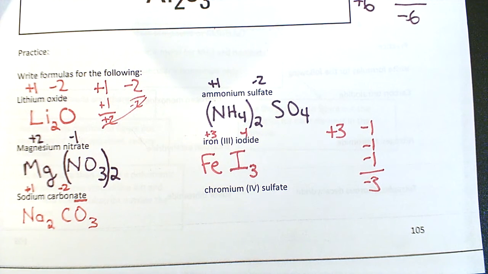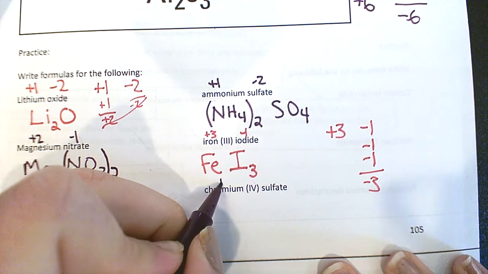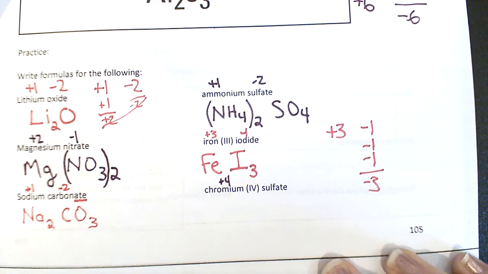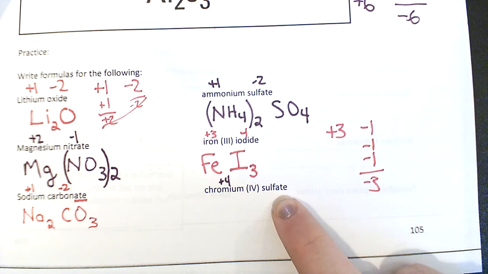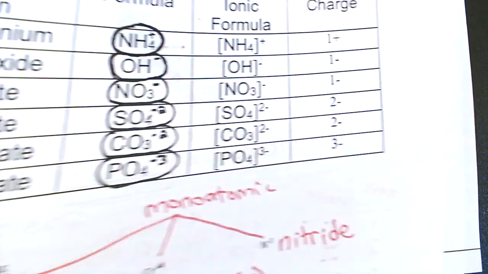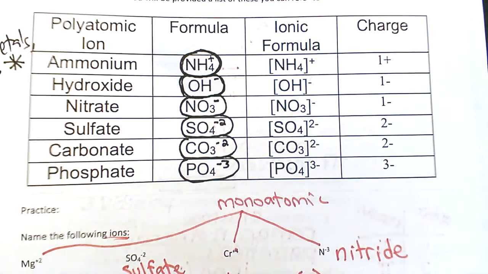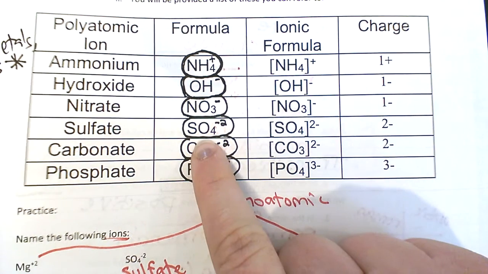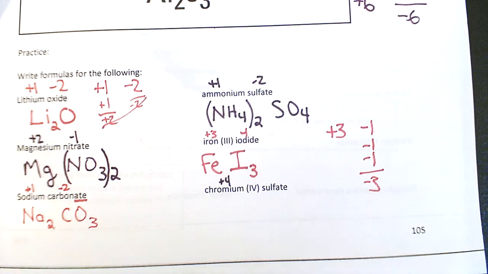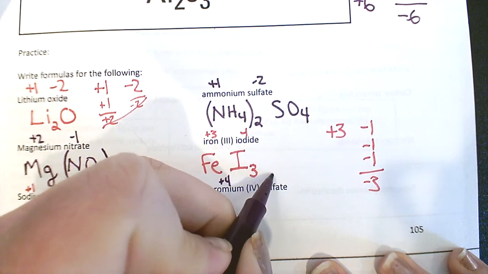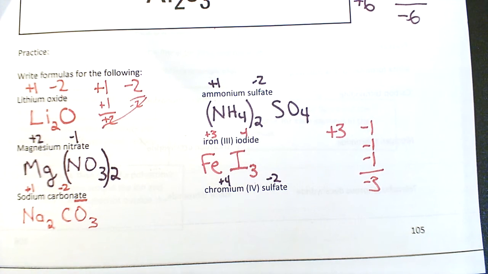Okay, last example. Chromium(IV), remember that's IV, so that's telling me the chromium is +4. And then we have that ATE ending instead of "ide." Remember, "ide" are plain elements. ATE are always these guys. So we have sulfate, which is SO4 with a -2 charge. Alright, so let's see what we got here.